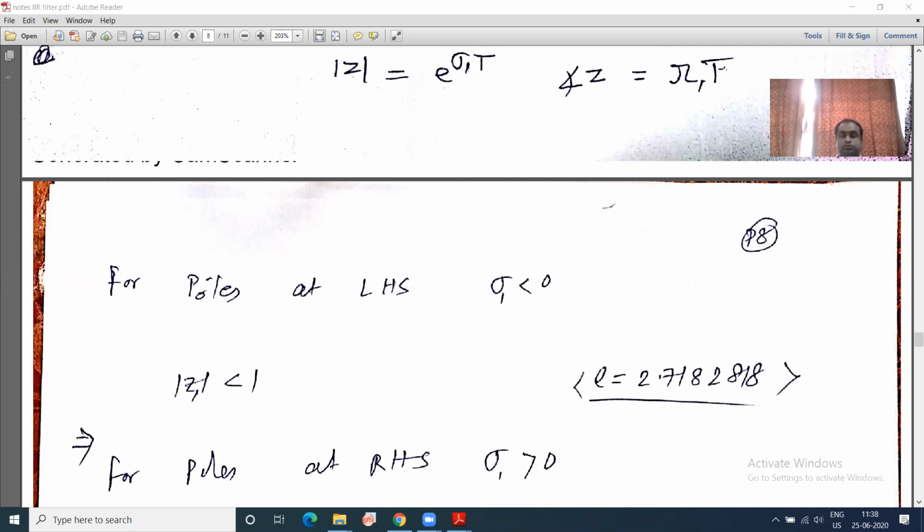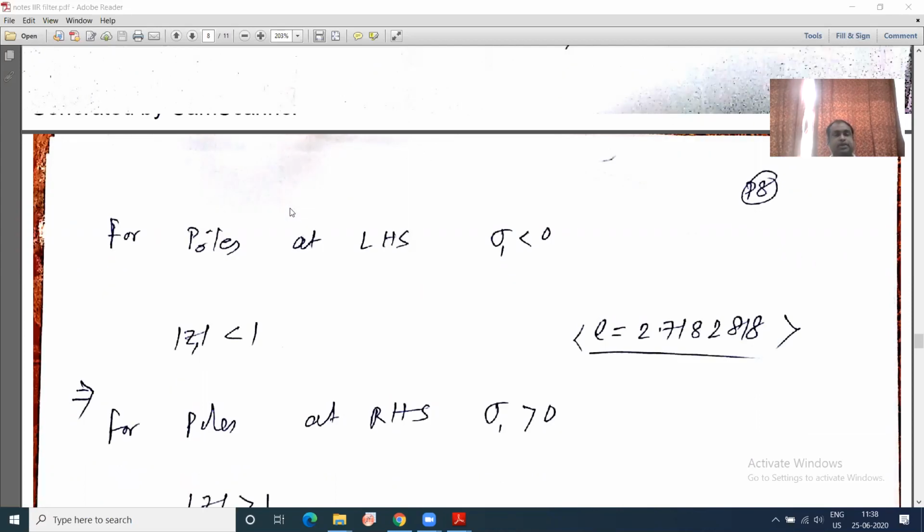Yes. And will T vary or will T remain constant? T may vary, but T cannot be negative because it is the sampling time. T is a sampling time, maybe 0.1 second, 0.2 second, 0.3 second, like that. Got it? Therefore, if sigma is negative, then this product is negative. And if this is negative, it means the magnitude of z is less than 1.